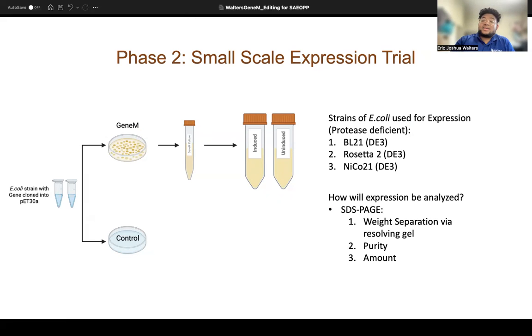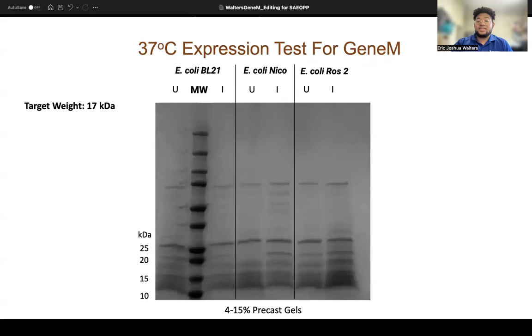And so how we analyze this is SDS-PAGE, which gives us weight, purity, and amount, but it doesn't identify it, but it can give us a protein in the right weight. And so what we saw as a result of this is that as we go along this 17 kilodalton area, we don't really see much expression in these other two, but right here, we see very strong expression in the induced versus the uninduced form at the 17 kilodalton region. So what that tells us is that we should use E. coli Rosetta 2 for further expression and purification trials.